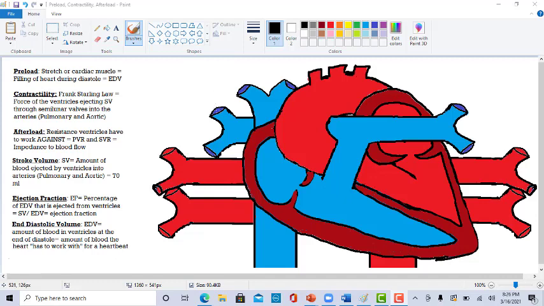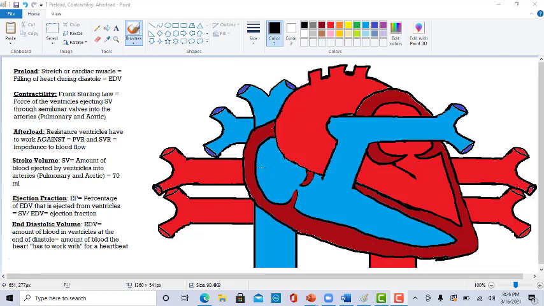Okay, so I wanted to do another one of these today from class because I thought I was maybe not my best self today. So this is going to be a quick explanation of preload, contractility, afterload.